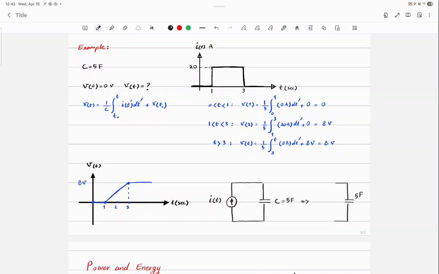So after 3 seconds, do you agree that this is representing your circuit? Just a capacitor? Because the current source became open, right? It's 0. Can you tell me what's the voltage across the capacitor? 8. Do you see anything interesting here? Anything useful?